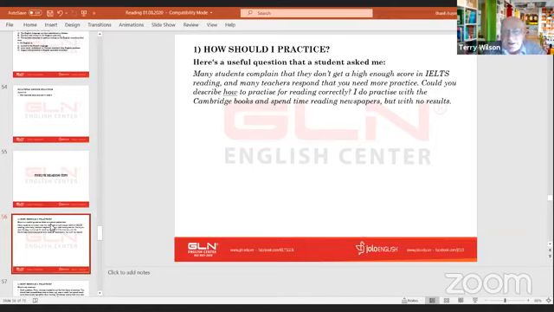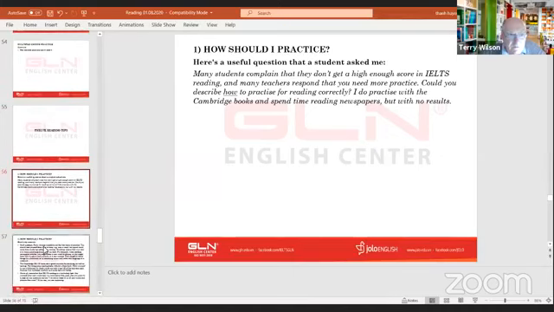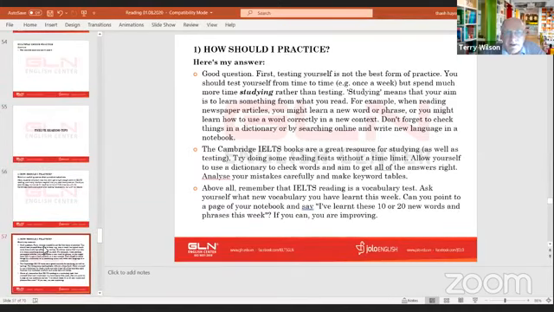Could you describe how to practice for reading correctly? I do practice with the Cambridge books and spend time reading newspapers, but with no results. So here's my answer. Firstly, testing yourself is not the best form of practice. You should test yourself from time to time, for example, once a week, but spend much more time studying rather than testing. Studying means that your aim is to learn something from what you read.